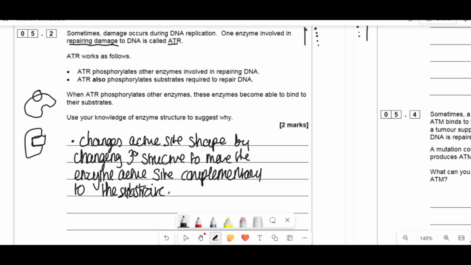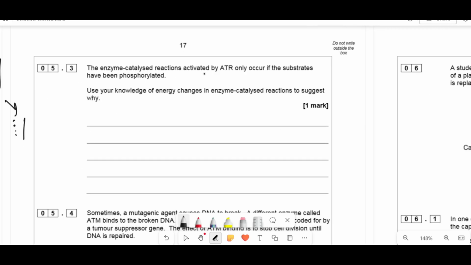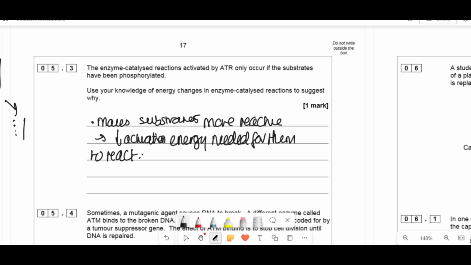There's no inhibition here. So then it says the enzyme-catalyzed reactions activated by ATR only work if the substrates have been phosphorylated. Use your knowledge of energy changes in enzyme-catalyzed reactions to suggest why. One of the things that we do with phosphorylation is make things more reactive. So that's immediately one of them: it makes substrates more reactive. But we're not done, because we need to say how. Actually, to be fair, the mark scheme allows that, but the way that it does this is because it reduces the activation energy needed for them to react. It's not an enzyme there, it's just sticking a phosphate that does that.